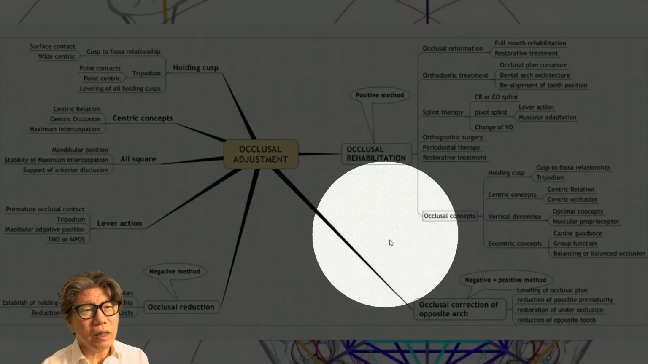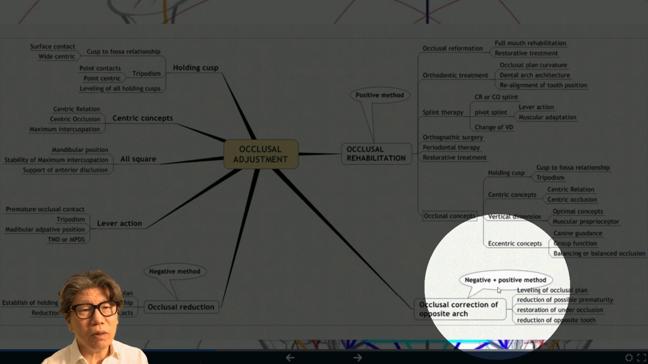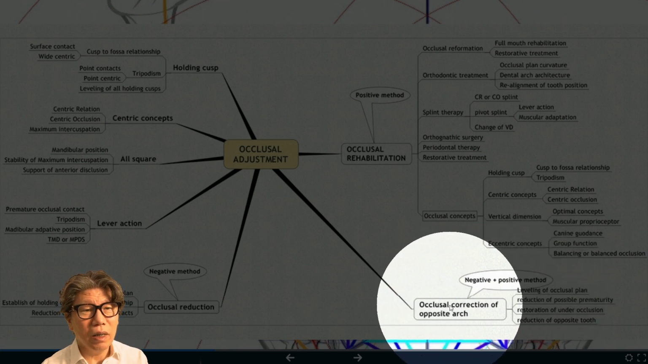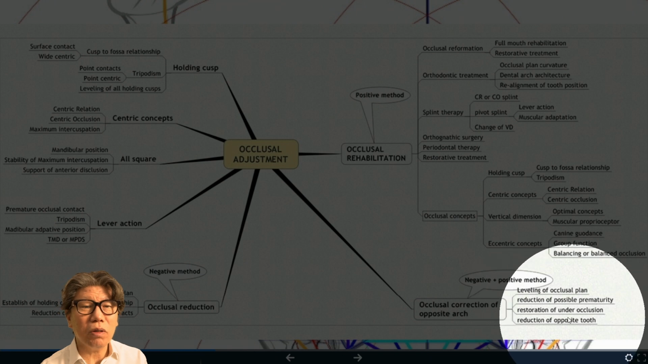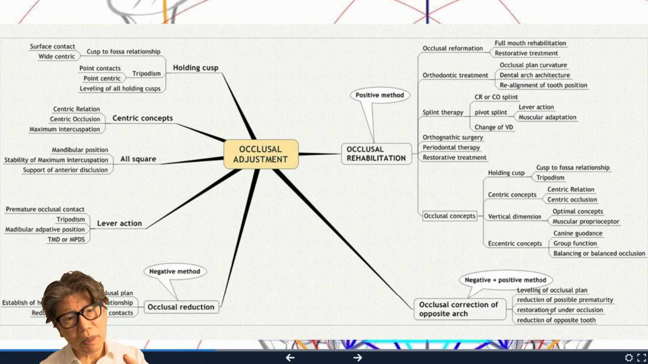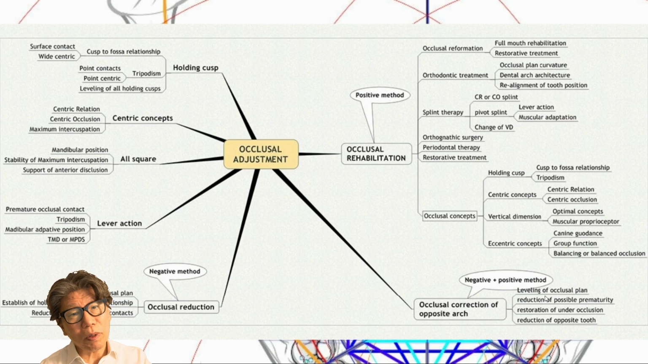Therefore, I recommend using this method. The idea is to use both subtractive and additive methods together. Reducing the maxillary arch and performing restoration for undercruising is necessary. Next, if there is posterior occlusion coming down, reduce the posterior occlusion, remove prematurity as much as possible. I believe that designing a treatment approach that levels the occlusal plane is the correct method.